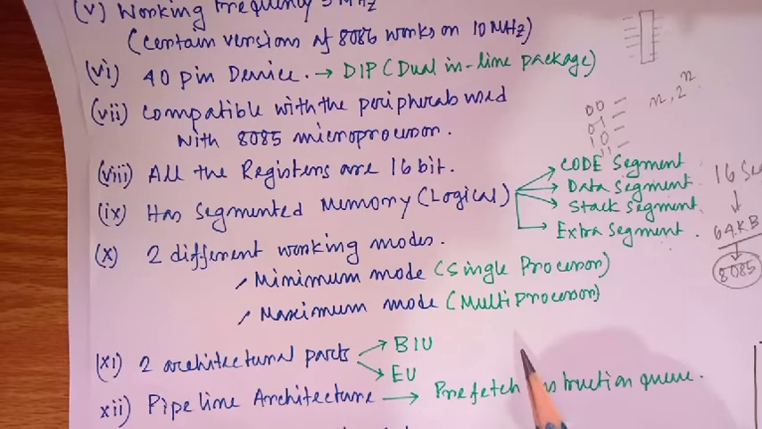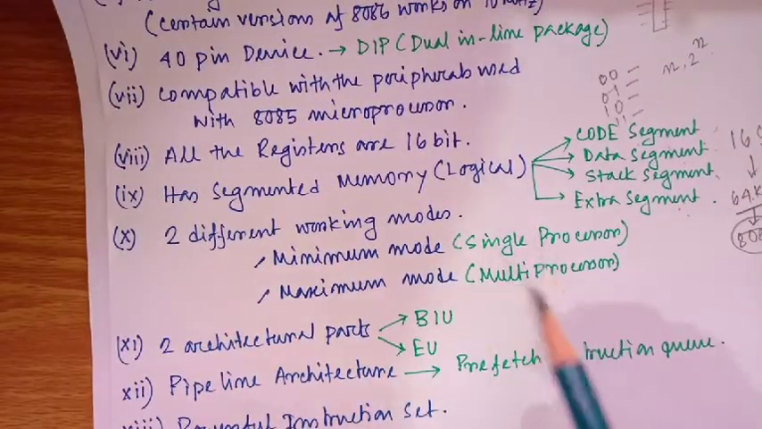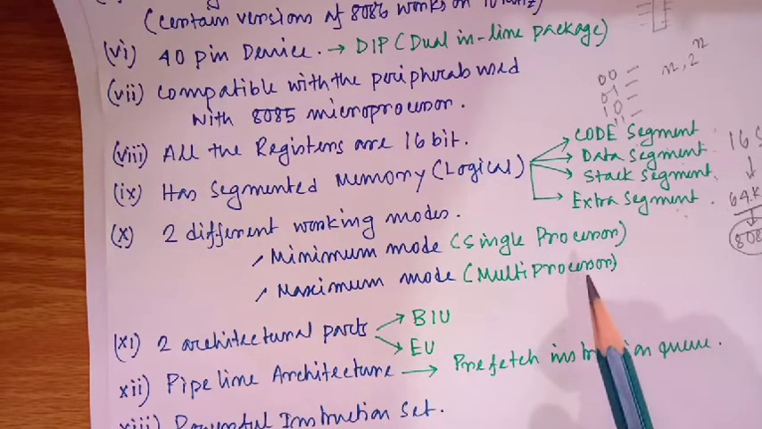Now we can implement or design a programmable system which has more than one processor available there. So 8086 has a capability to work with other processors also. In that case, 8086 works in maximum mode. Okay. So this is a very important point, and once again we will explain that in the upcoming videos.